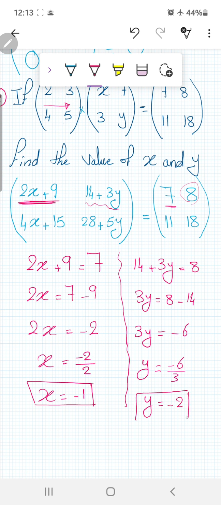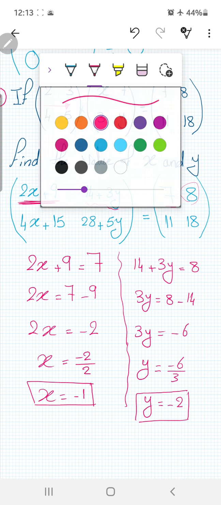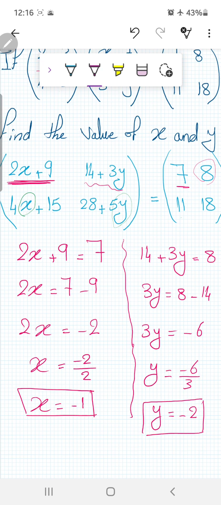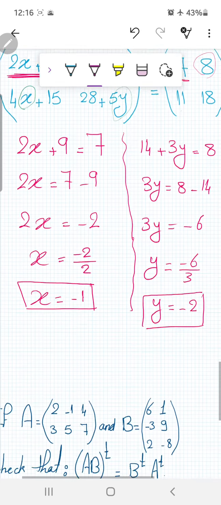To check, substitution here: replace x by negative 1. 4 multiplied by negative 1 plus 15, it will be 11. And substituting y by negative 2, 28 plus 5 times negative 2, it will be 18. Okay?